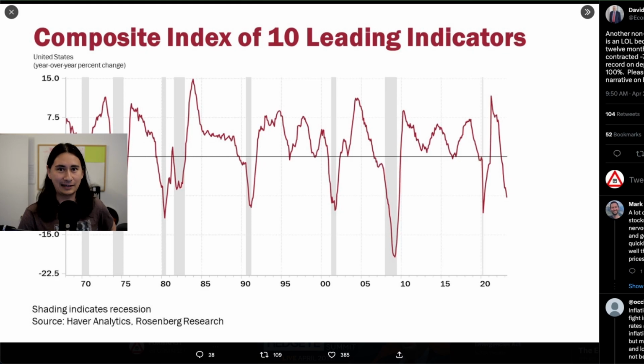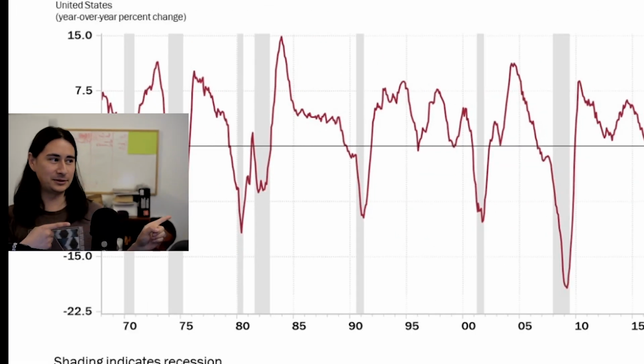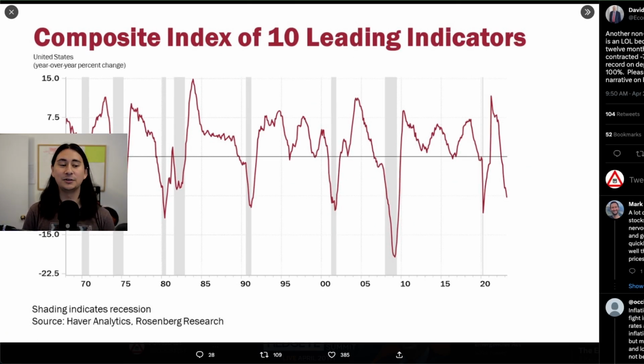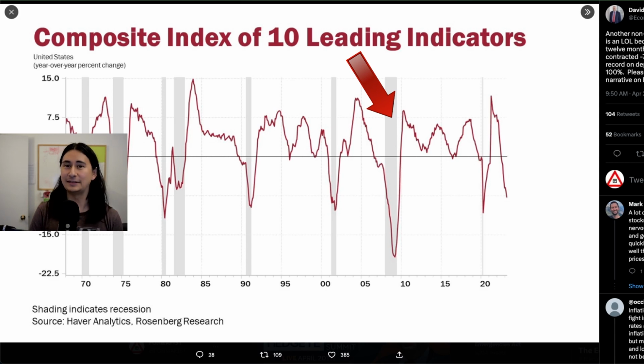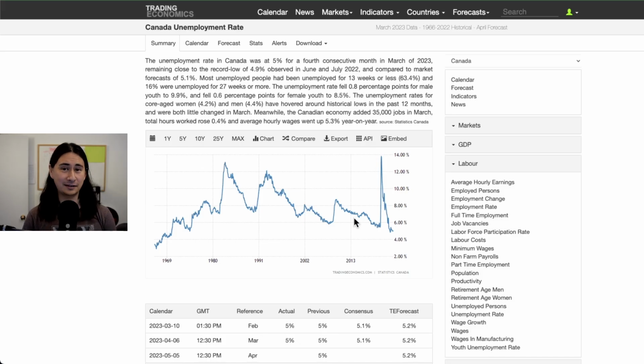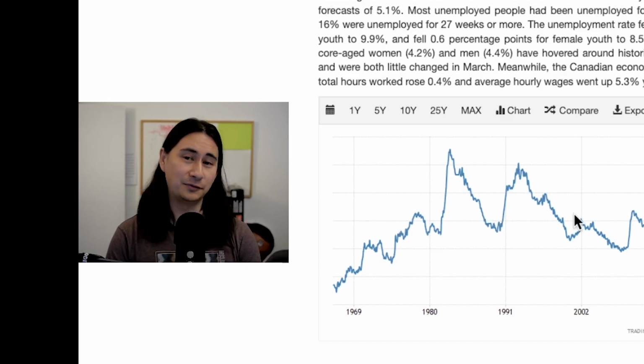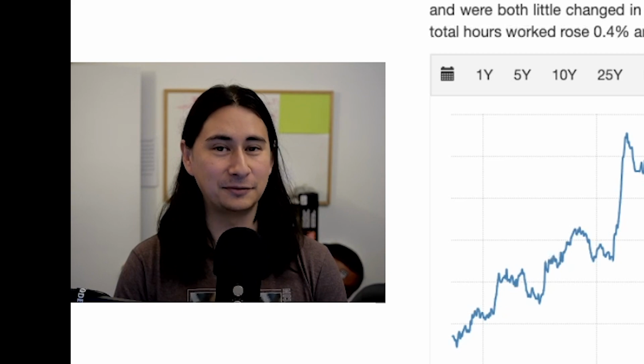Hello, everybody. So today I'm going to show you the only two things you need to look at to follow the Canadian housing market. And one of them is right here, specifically these gray bars. So the first one is a recession, and the second one is unemployment. So if you only wanted to see the two things, those are the two things. You can stop watching. But if you want me to explain myself, keep watching.